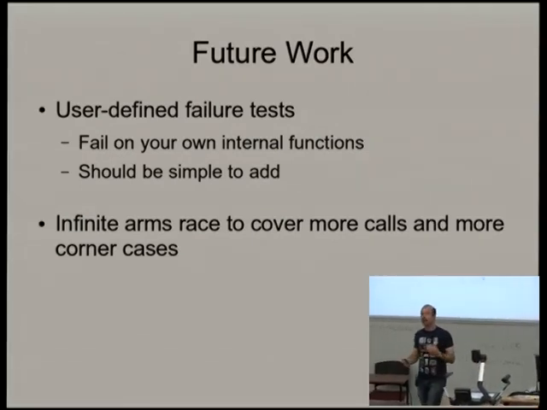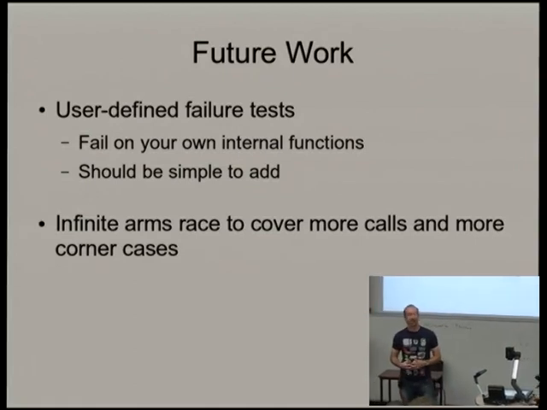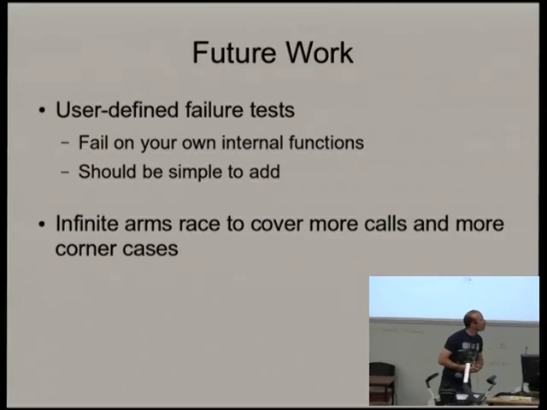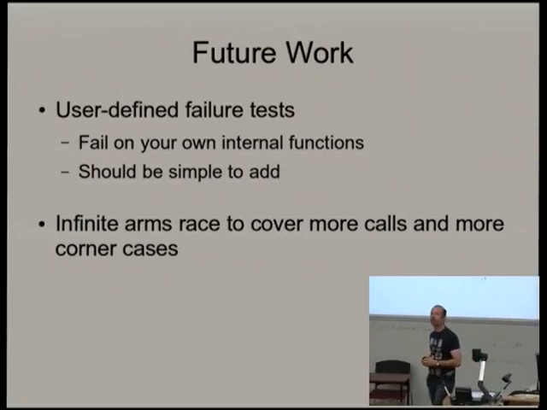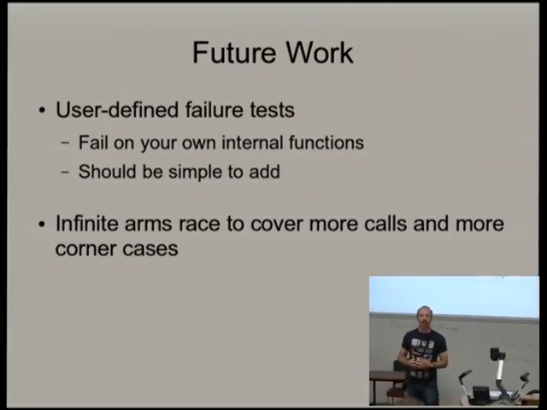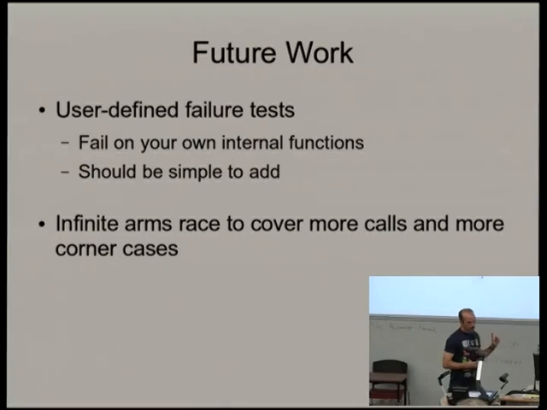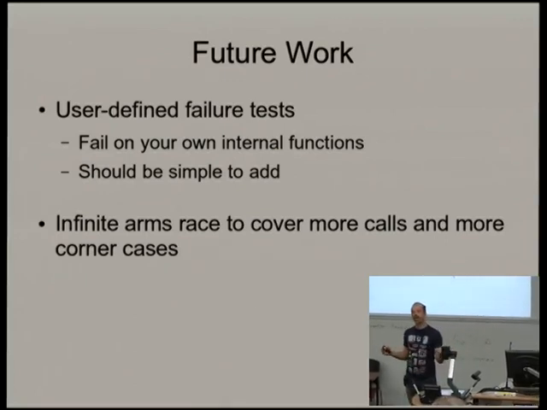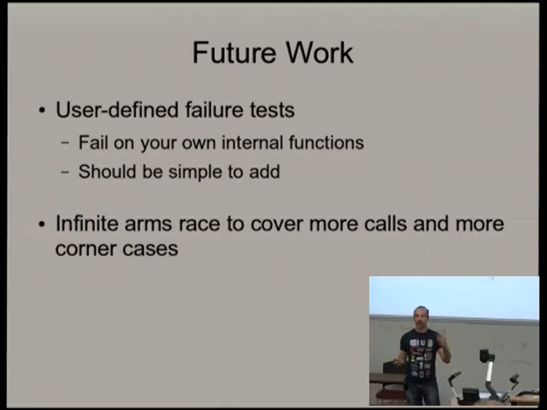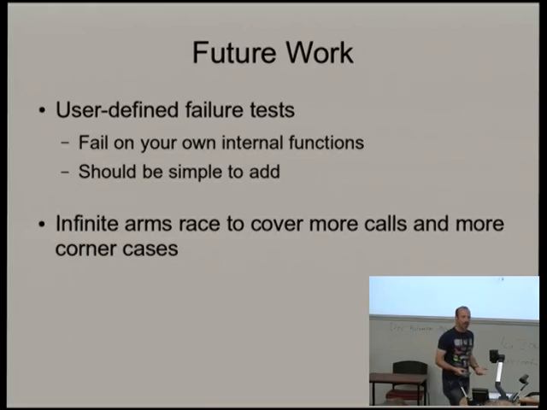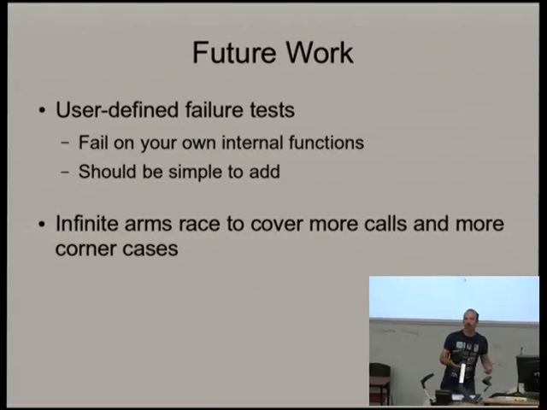So if we added our own internal function registration system, we could get rid of that. And of course, there's an infinite arms race to cover more and more calls and more weird side effects. The child can do an almost infinite amount of things to the parent that will go wrong. So as we encounter them, we tend to do whack-a-mole and go, okay, well, let's implement that properly and simulate that. And that's an infinite race, so we know we'll never finish it.